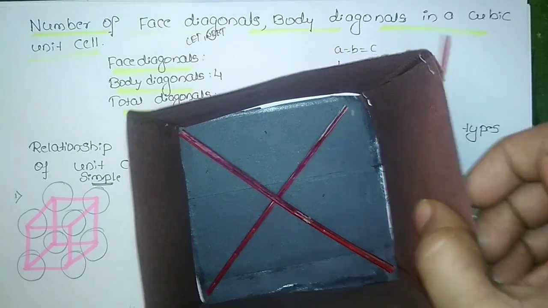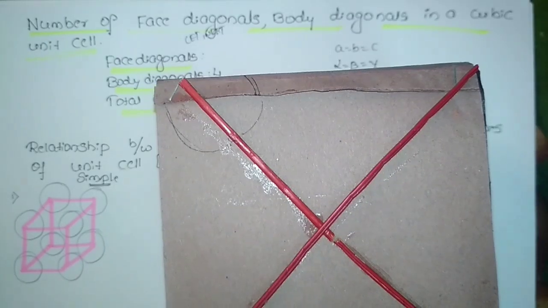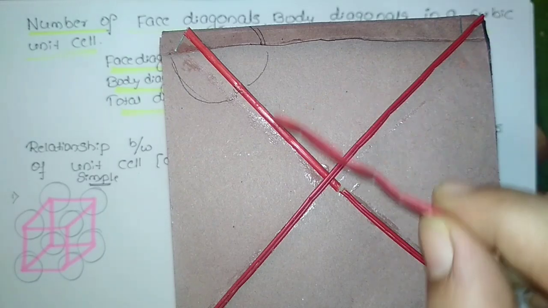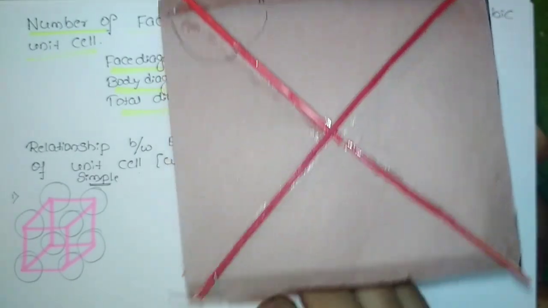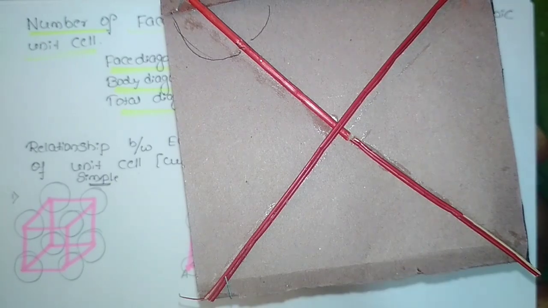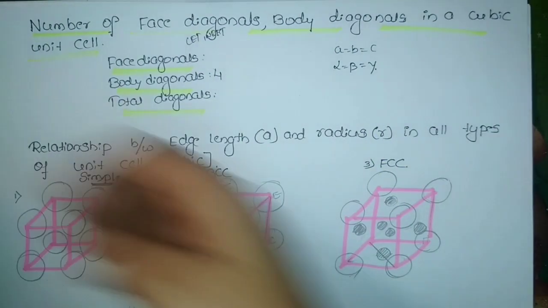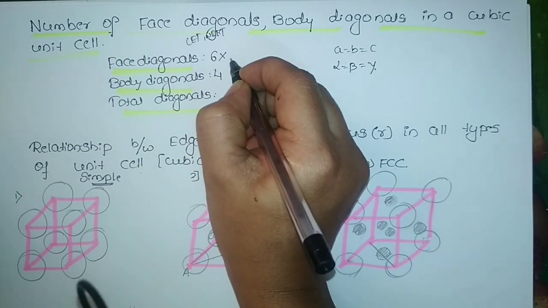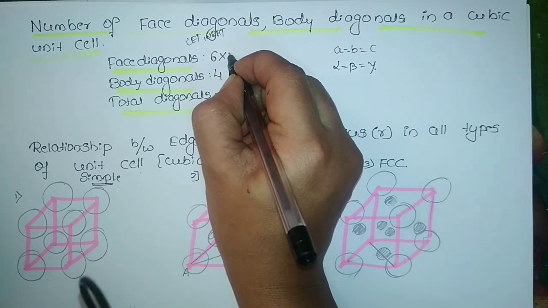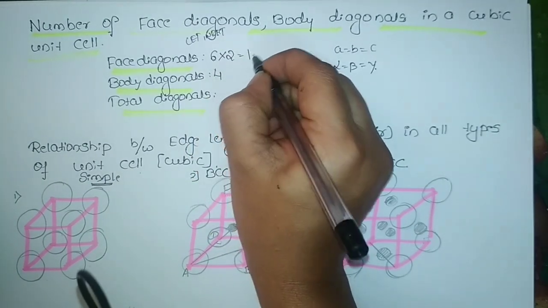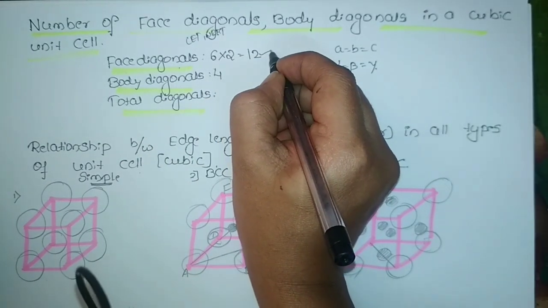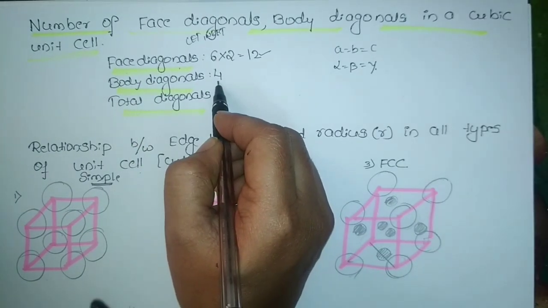Similarly, here also I can show you. This is one face. From this corner to this corner, I can put one face diagonal, and similarly from this corner to this corner, another face diagonal. As we know, there are 6 faces, and in each face we can put 2 face diagonals. So 6 into 2 is 12. So there are 12 face diagonals and 4 body diagonals in a cubic unit cell.